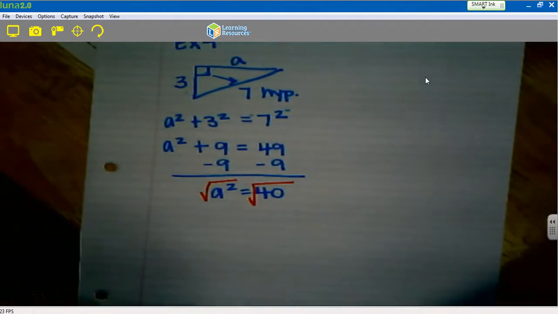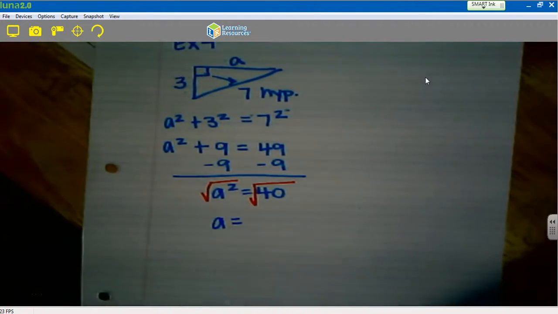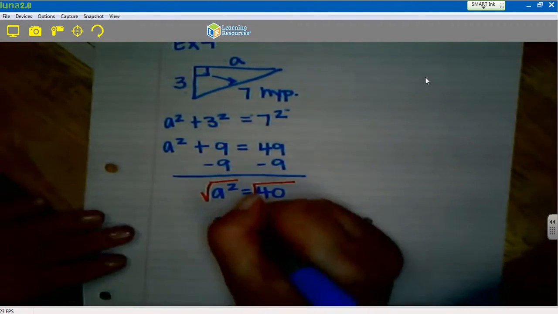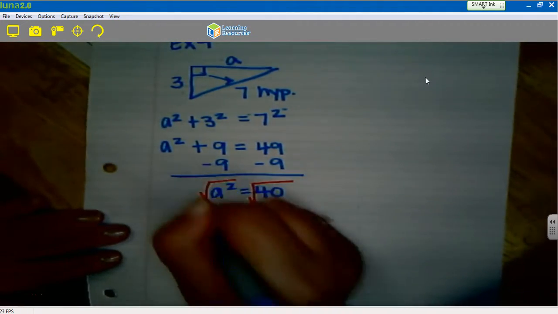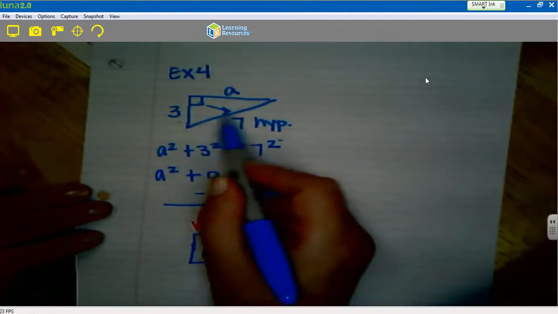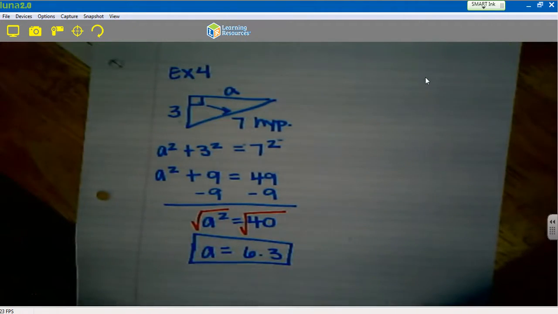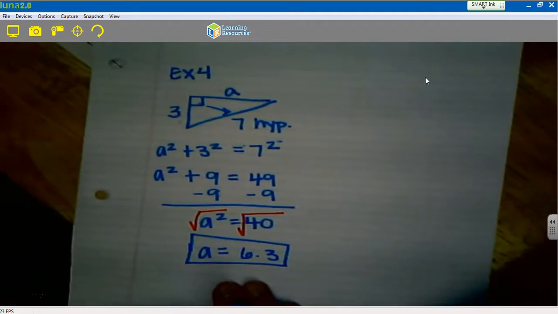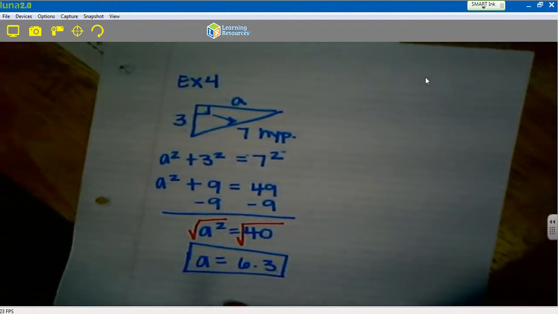And now we can take the square root. And the square root of 40 is about 6.3. And that answer should make sense, because remember, the hypotenuse is 7. That's the longest side. So the answer that we should get for A needs to be smaller than 7. Okay, again, go ahead and pause the video and work on example 5. And when you're done, restart the video.